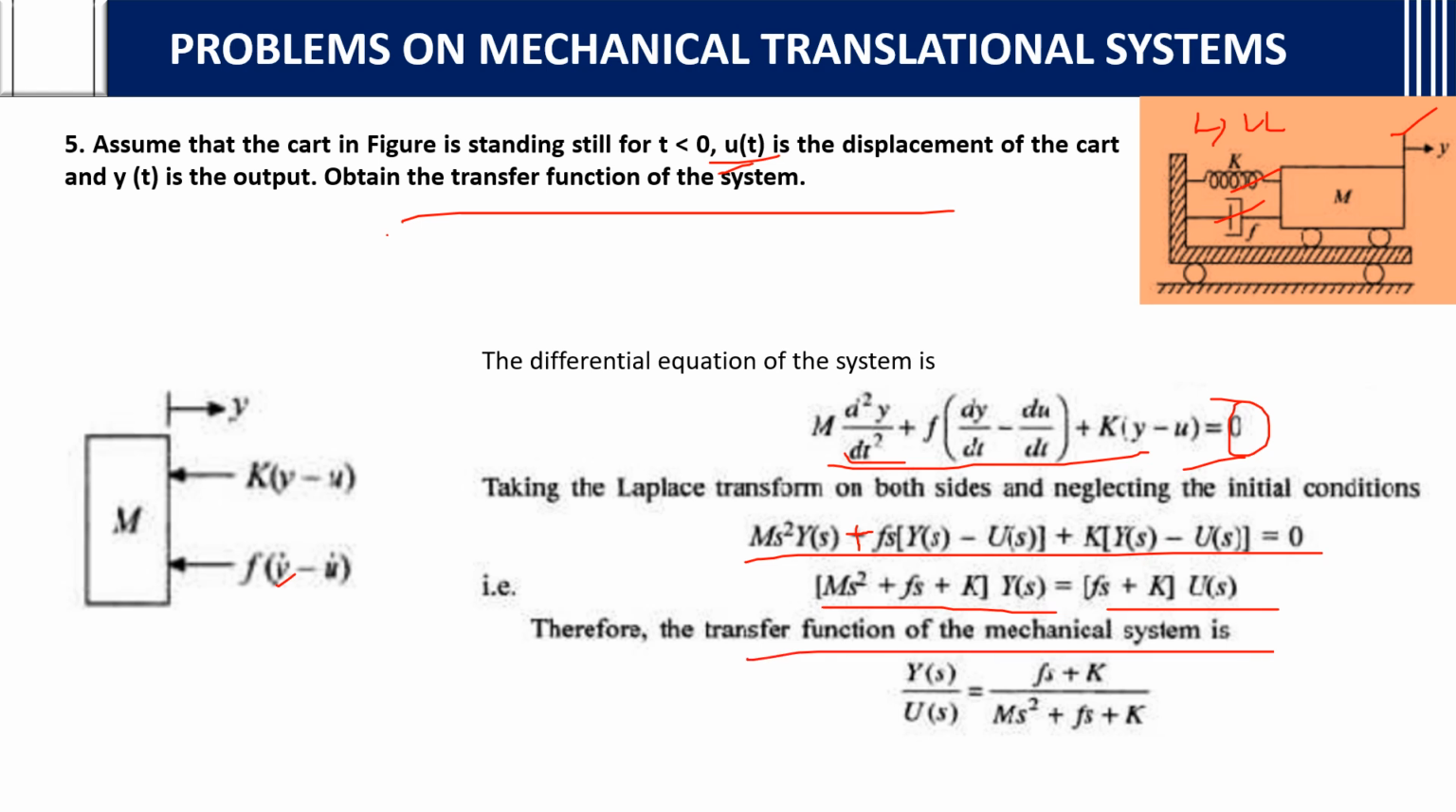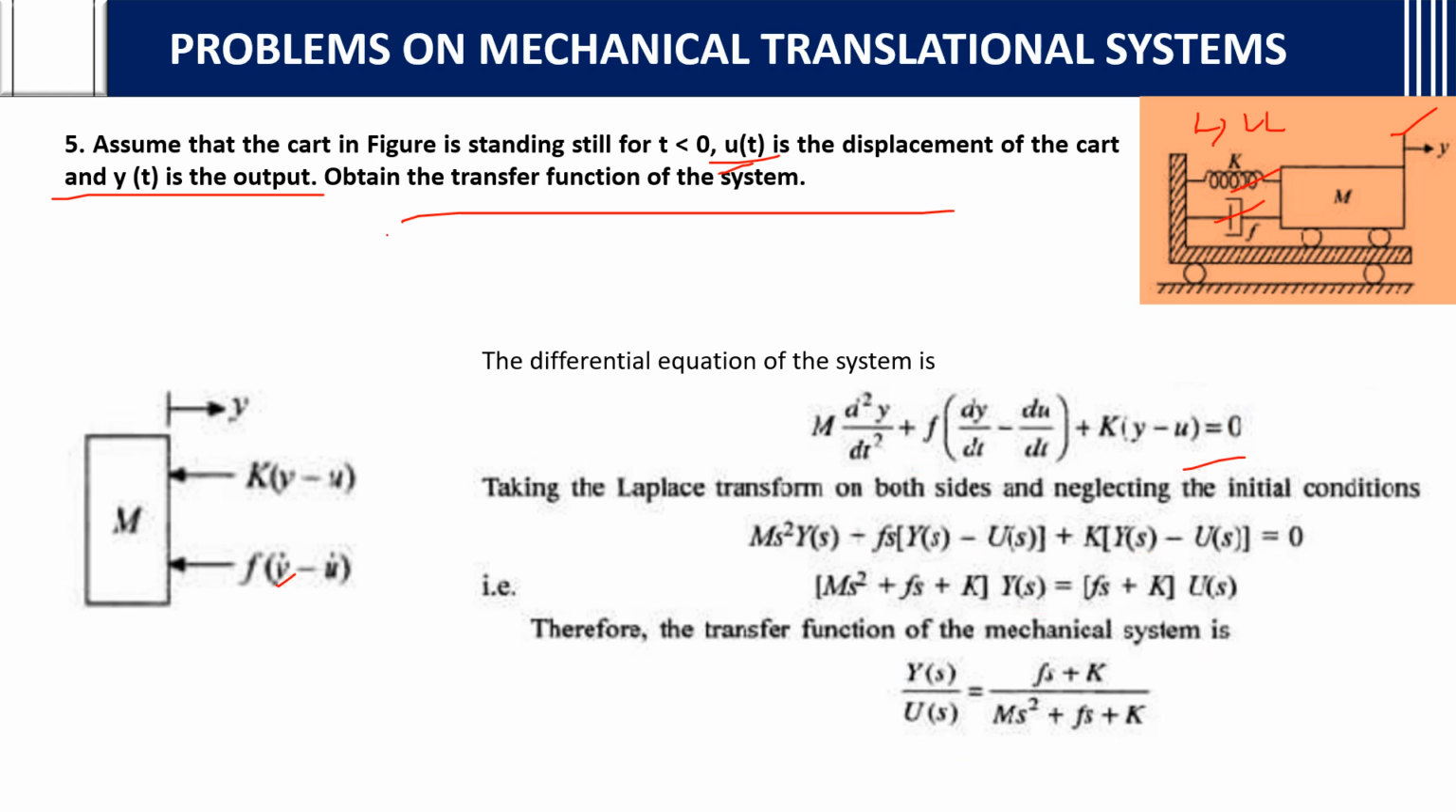Therefore the transfer function we want is nothing but output by input. Output is y of s. So y of s by u of s you will get as fs plus k by ms square plus fs plus k. So simple, no? We just write the free body diagram, write the equations based on the free body diagram, and find the transfer function.